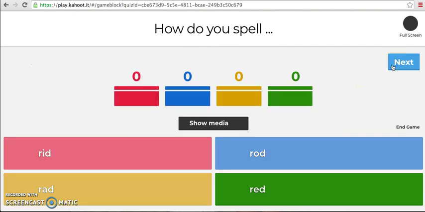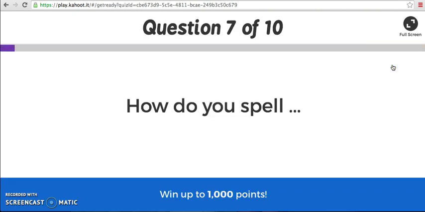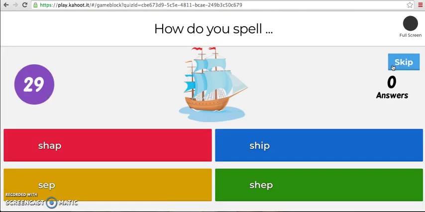I'm just going to keep skipping them just to show what happens when the game is over. And this is the same type of question. How do you spell ship? Now this one, we've been going over a lot, the digraph SH. So most of them would not select the wrong one. If anything, they would get mixed up with the other. So I wanted to see if they could do the SH plus the vowel.